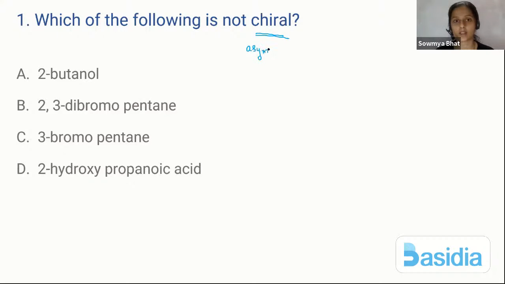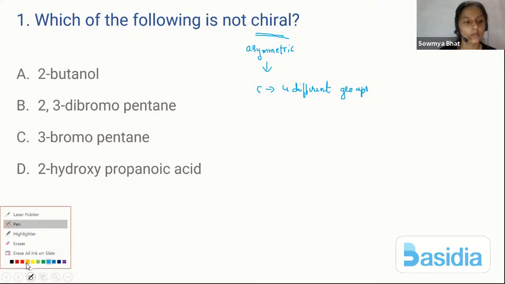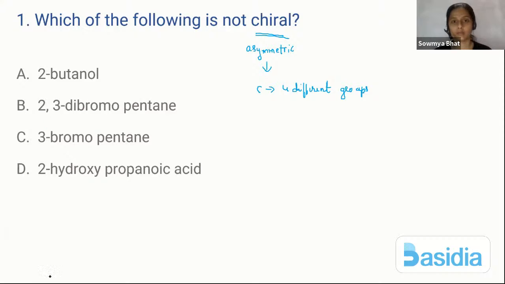Also called asymmetric carbon. We are given 4 options, and the meaning of this is that a chiral carbon atom is a carbon atom which is attached to 4 different groups. It can be 4 different atoms or 4 different groups. So if you consider that, let's write the structure first so that we'll be able to make out which is the correct answer.